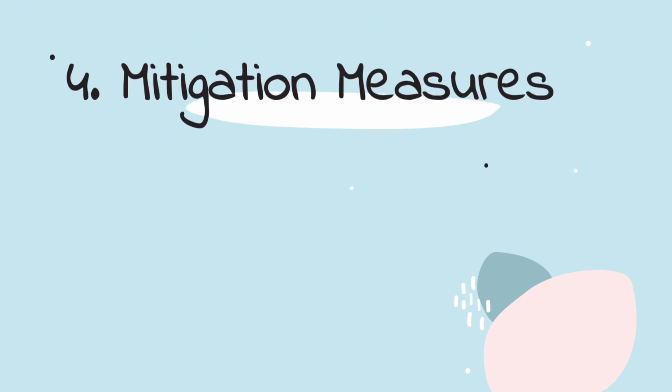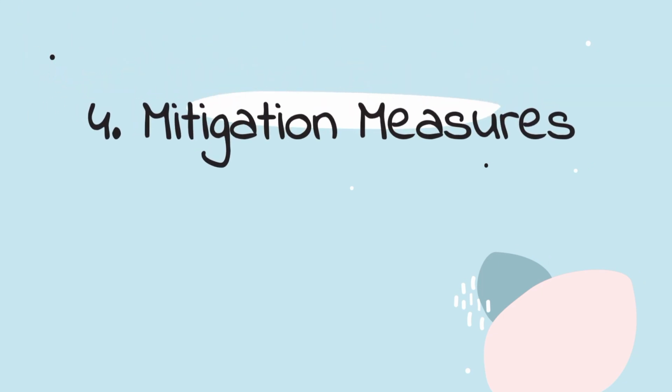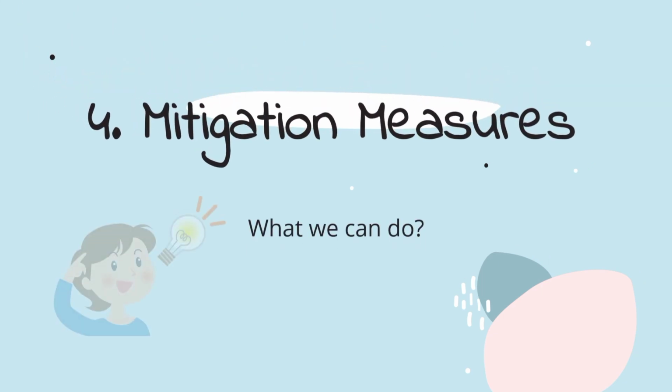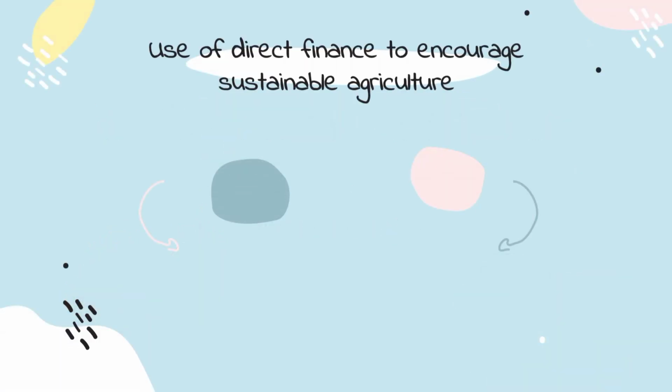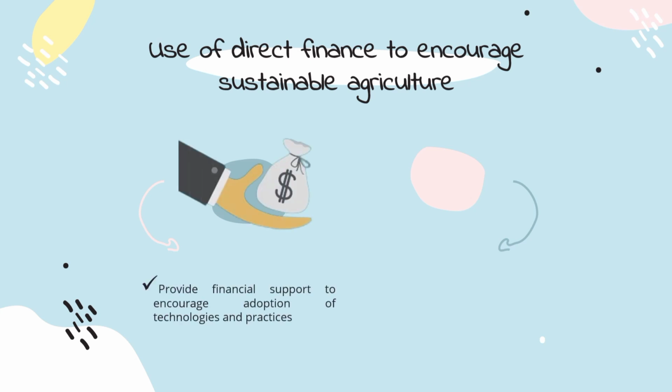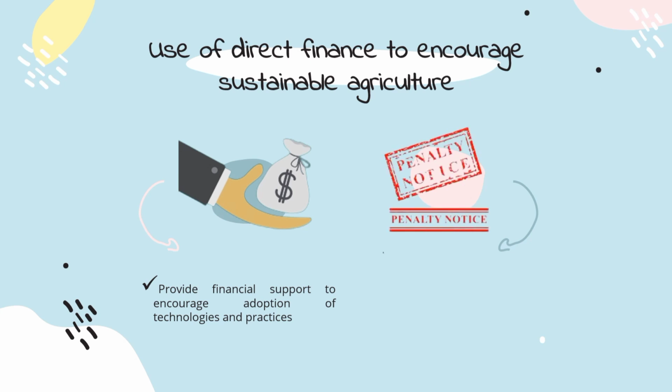Finally, for the last part of our video today, let's explore the mitigation measures. What can we do to reduce the impacts of fertilizer? First of all, the use of direct finance to encourage sustainable agriculture. The government can provide financial support to encourage adoption of technologies and practices that improve the use efficiencies of fertilizers. Aside from that, funds may be mobilized, for example, through taxes that penalize polluters and reward non-polluters.